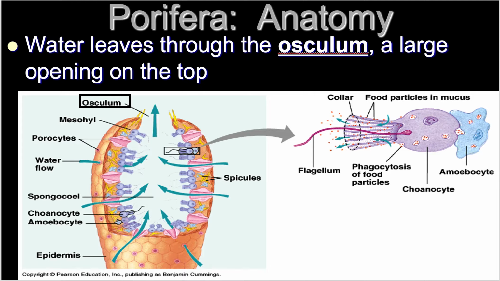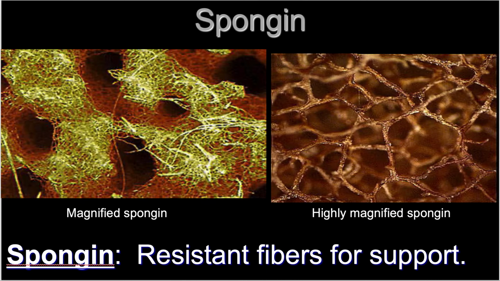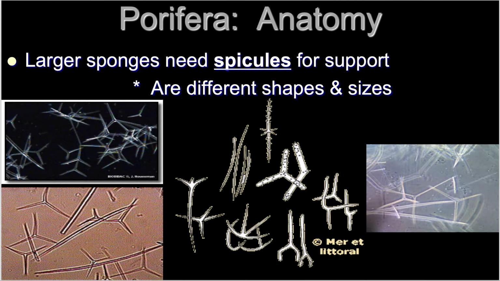Okay. All right. For helping support the sponge, you're going to have a couple different molecules of sorts to help provide support. The first one is spongin. These are resistant fibers for support. And there's some microscopic pictures of them. And then some larger sponges may have what are called spicules, and they come in different shapes and sizes. And here's some microscopic photos of them. But they're like little sharp spike things that help provide structure and support for the sponges.